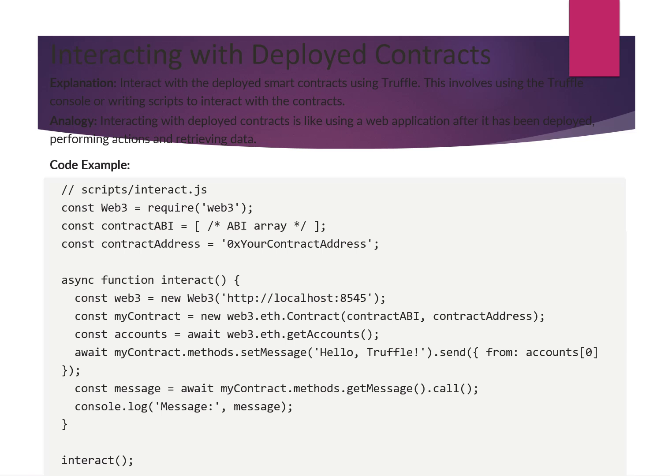Once your contract is deployed, you can interact with it using the Truffle console or by writing scripts. This involves calling functions and querying the contract state. For example, to interact with a deployed contract, we will be using this script. I'll explain this script to you.